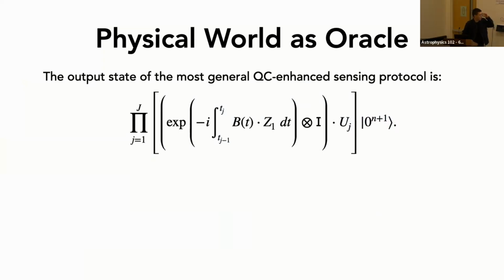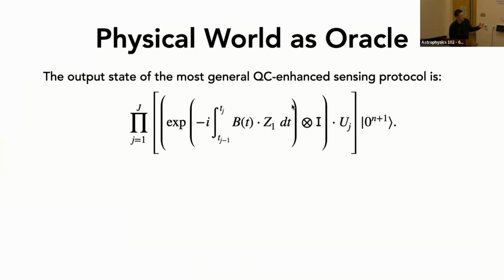So here's the formula for the most general QC-enhanced, quantum computing enhanced sensing protocol. Basically, one can think of it as, at the starting point, n is the number of computing qubits that we have, and this one qubit is our sensor, our sensing qubit. And this U_j that's shown here corresponds to the quantum circuit or quantum data processing that we apply. And this part corresponds to evolving the sensing qubit under the external classical field.